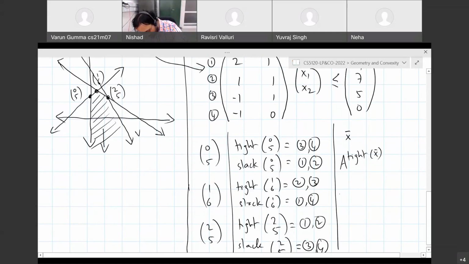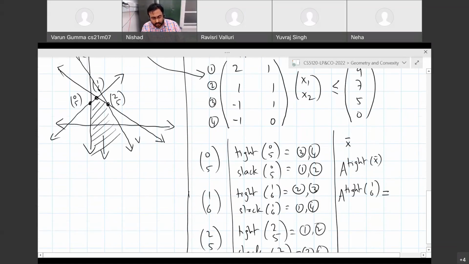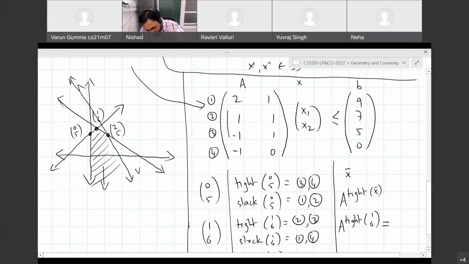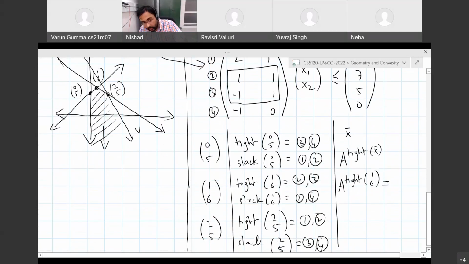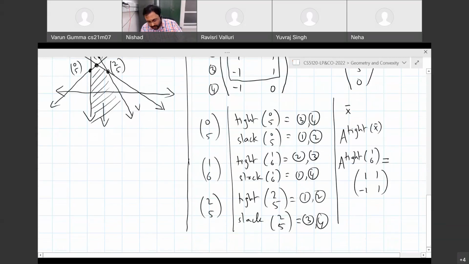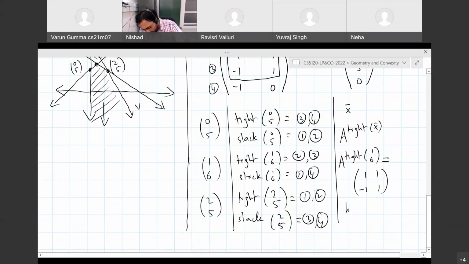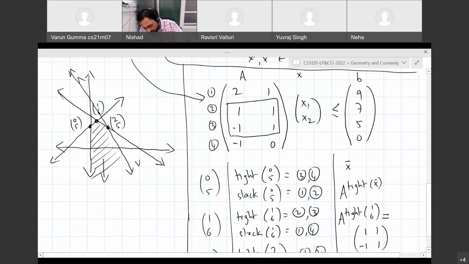So for example, A tight of (1, 6): the tight constraints are the second and the third one. And so what we get is the second and the third rows of the matrix. We get 1, 1, minus 1, 1. Okay. And we are going to use a similar notation for the right hand side vector. B tight of (1, 6) is going to be exactly those two entries of the B vector, 7, 5.